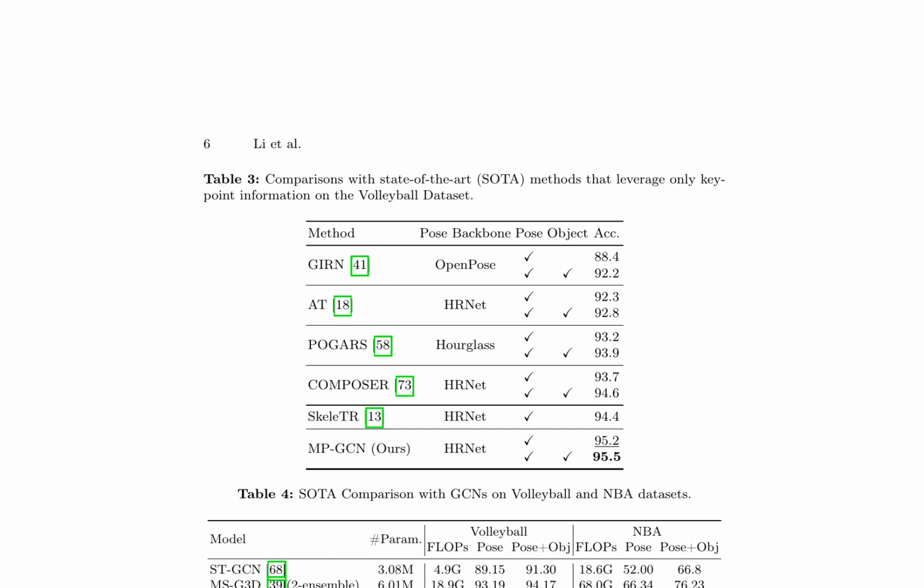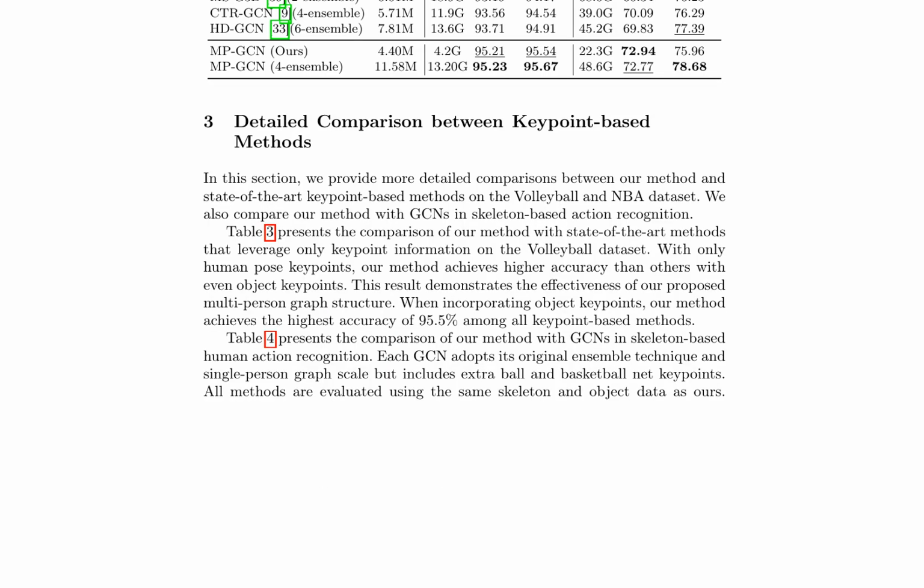The study contributes to the field of skeleton-based human action recognition, emphasizing the importance of efficient tracking for accurate action recognition. Additionally, the paper presents a novel approach to skeleton-based action recognition using a panoramic graph, introducing a multi-person graph structure that leverages both joint and bone features, along with motion features between consecutive frames. This structure is fed into 4 separate input branches, achieving higher accuracy than other keypoint-based methods.